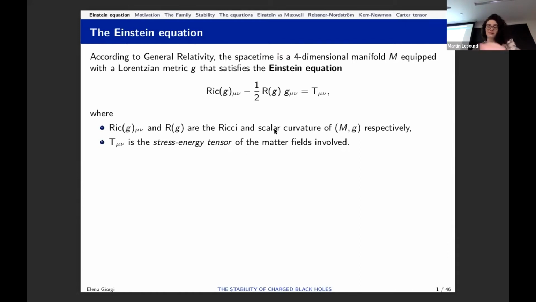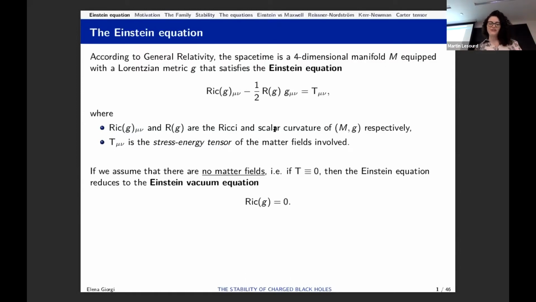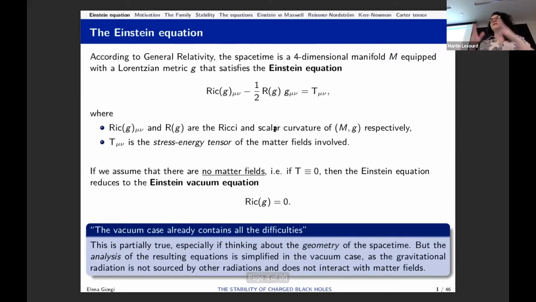Okay, so this is the Einstein equation for a zero cosmological constant. We all know many properties about this equation, and we also know that the simplest possible case is when there are no matter fields, they are identically zero. This reduces to the Einstein vacuum equation. And you may have heard the sentence that says something like the vacuum case already contains all the difficulties. Like, if we study the vacuum case, then we're good to go for many other cases. And this is partially true, in fact.